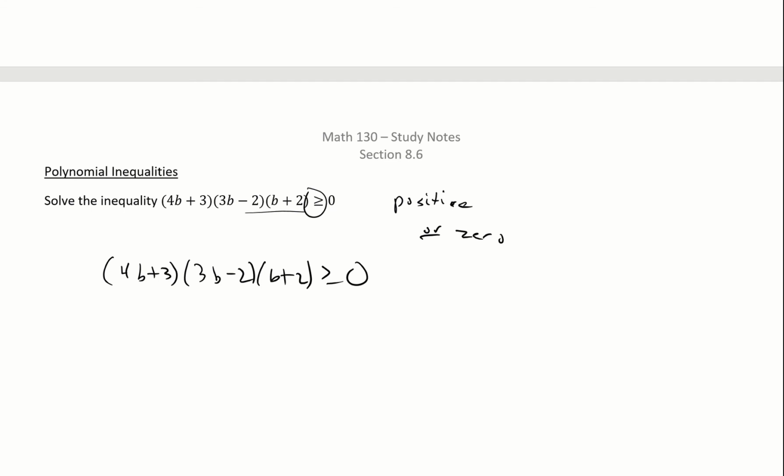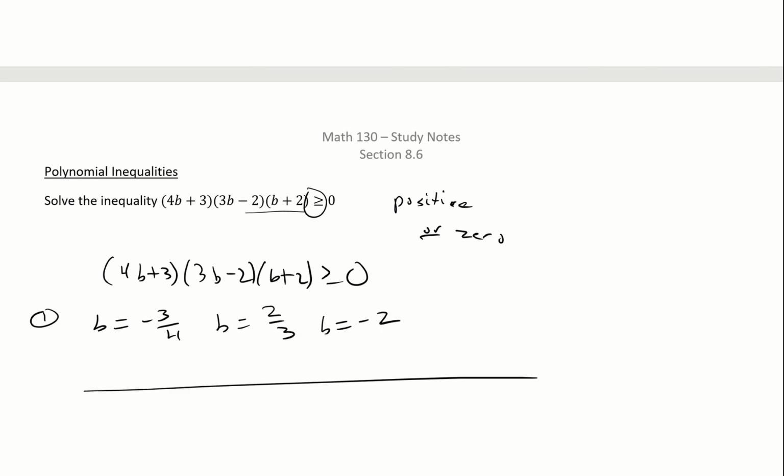Okay. Number 1, set it equal to 0 and solve. Well, this one's given to us on a silver platter. The first one is b is what? Negative 3 over 4. Second one, b is equal to positive 2 over 3. Third one, b is equal to negative 2. So you bring out the number line and you mark them off. Should we include these? They make it 0. If I plug in negative 3/4 right here, I get 0 times whatever. It's already factored. Do we include them? Yes, why? Because of the symbol. It says greater than or equal to 0.